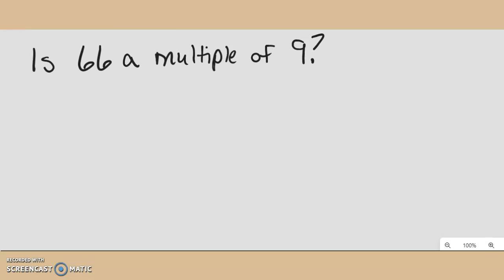Alright, here we go. We are going to look at the question, is 66 a multiple of 9? To solve this, you're going to look at this number, and then you're going to skip count by it. You're going to skip count by 9, and you're trying to hit 66. So what does that look like? Write with me. We're going to skip count by 9.